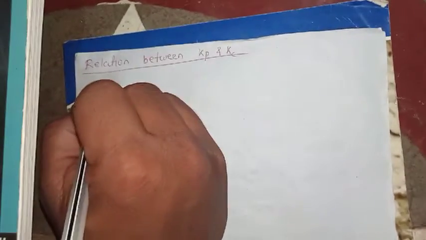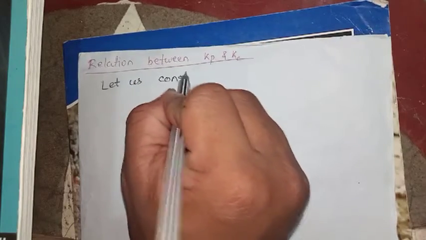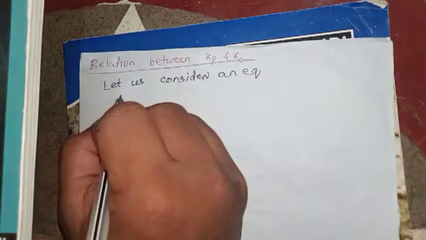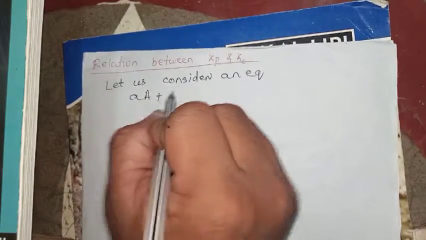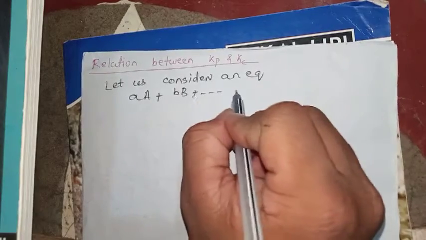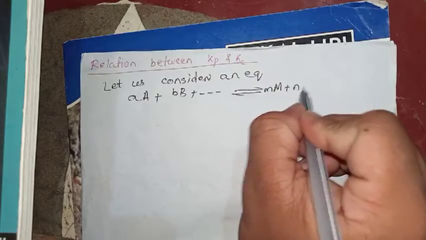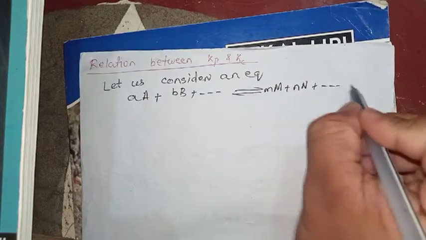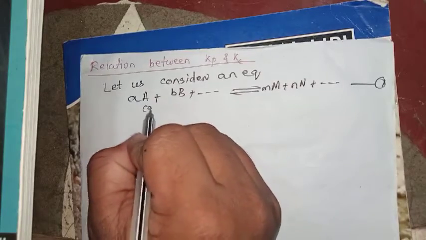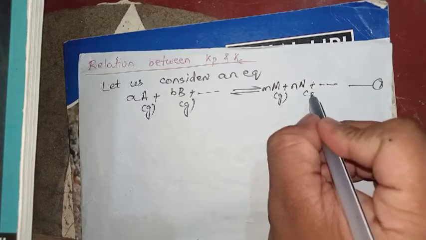So let us consider an equation: small a capital A plus small b capital B in equilibrium with small m capital M plus small n capital N, and we will take this as equation 1. All things are in the gaseous state.